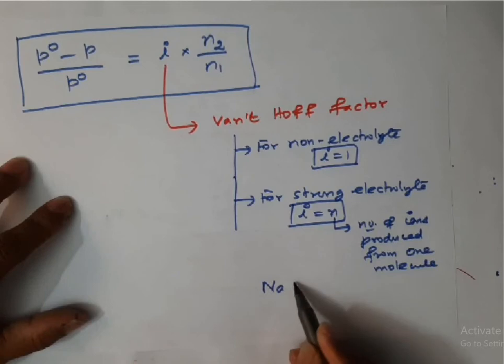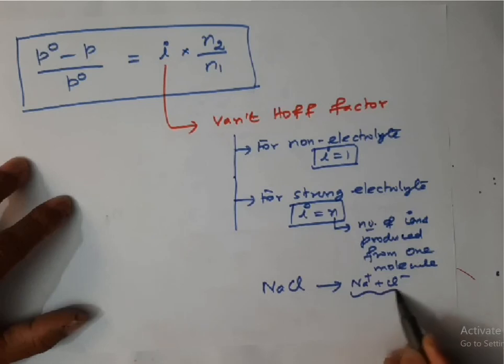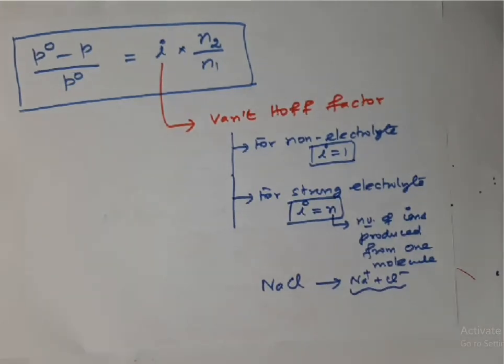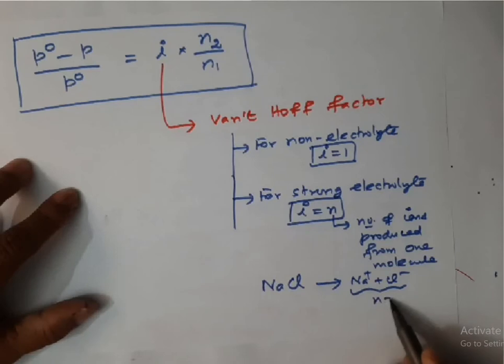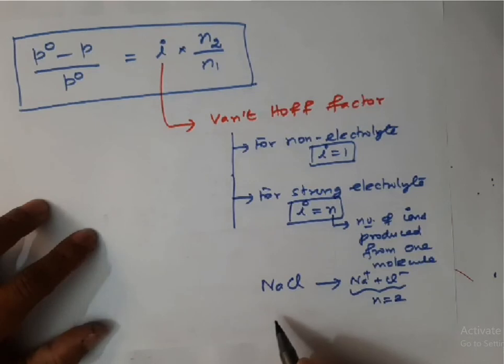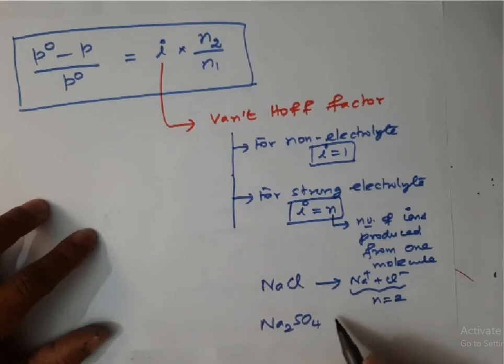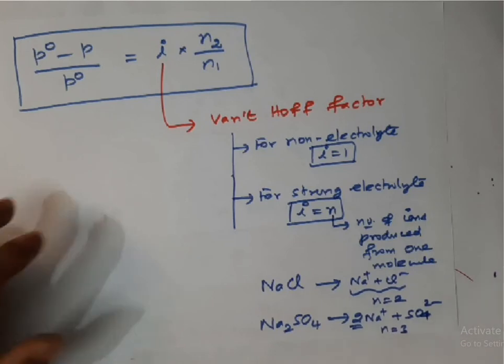Suppose we take sodium chloride. One molecule of sodium chloride will give one sodium ion and one chloride ion, right? So how many ions will we get? 2. So number of ions equals 2, so n equals 2 here. If we take, for example, sodium sulfate, Na2SO4, it will give 2 sodium ions and 1 sulfate ion. So n equals 3 in this case.